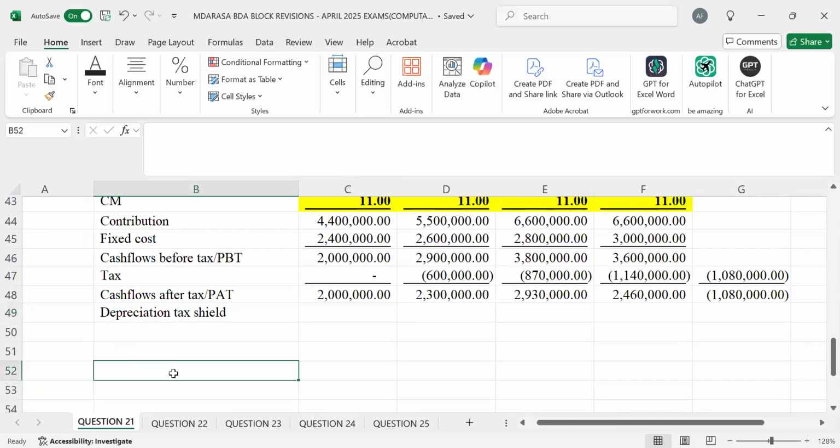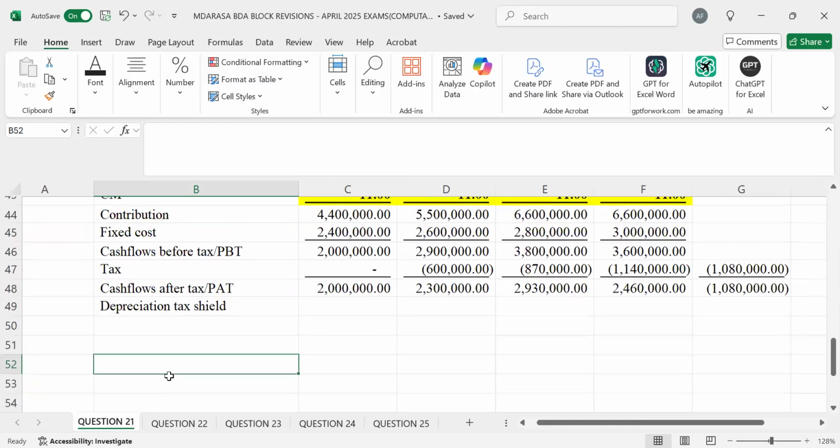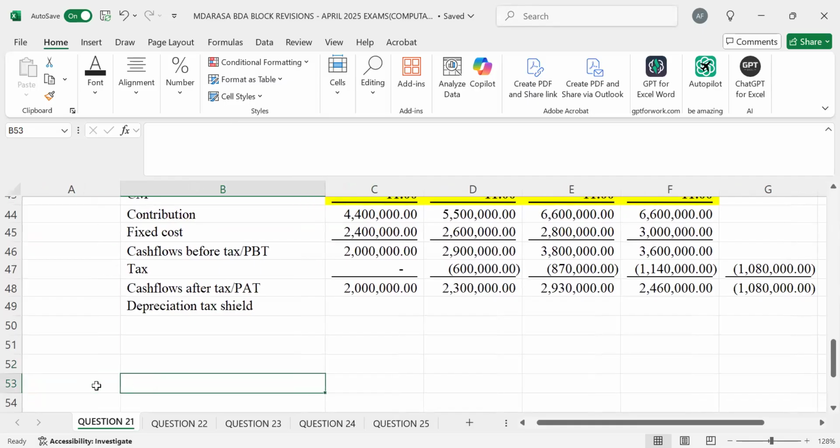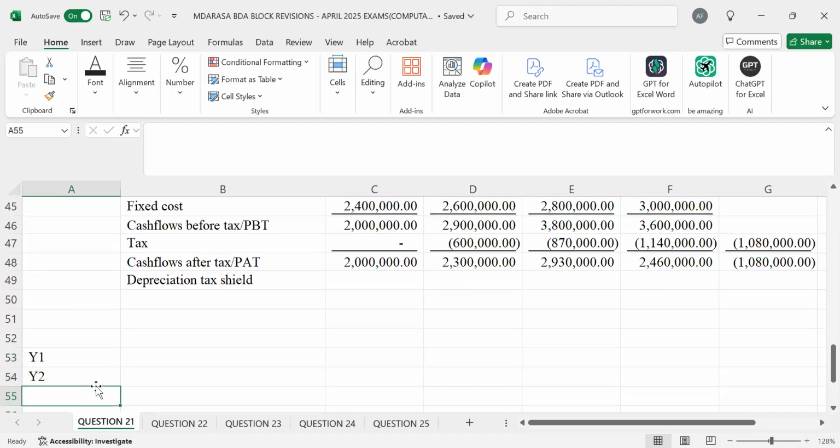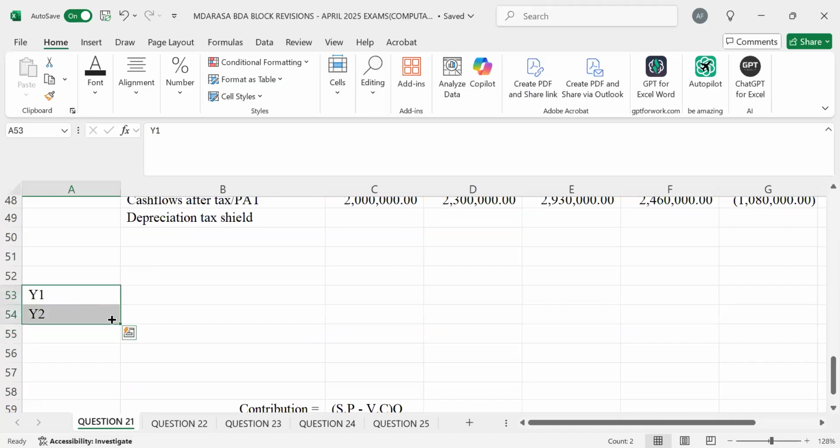So for the depreciation tax shield, the most beautiful part with this question is that, again, we are given the reducing balance basis. That is what you are given. So let us work out our depreciation. For depreciation, of course, consider our years: year 1, year 2, all the way to year 4.